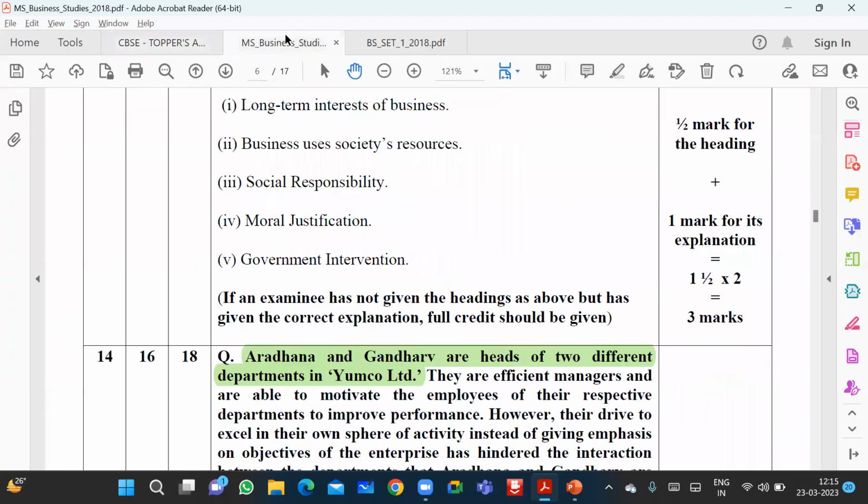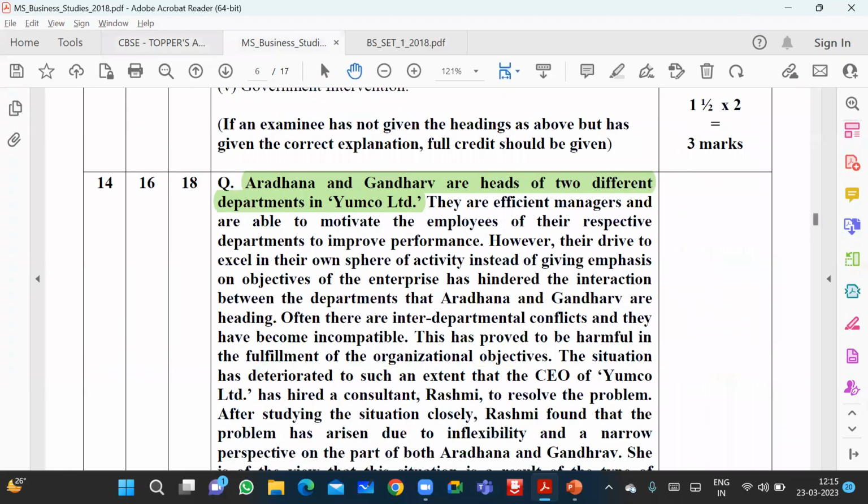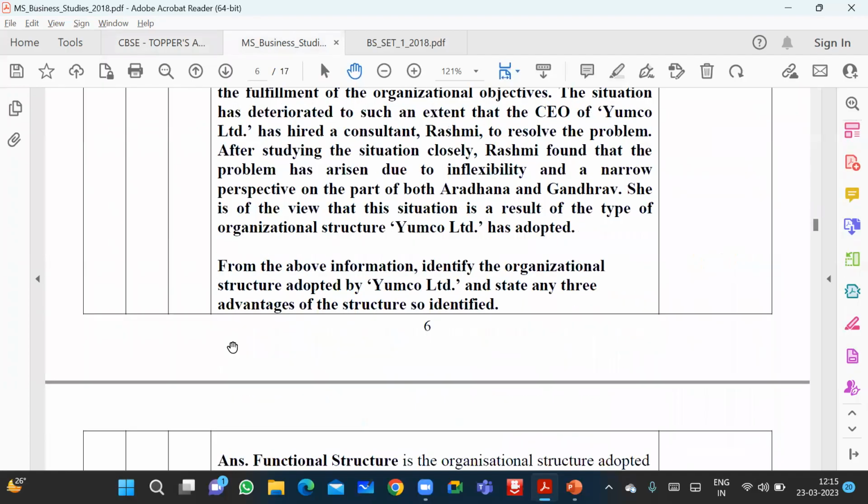Now let's move to question number 14. First we read the question. From the above information, identify the organizational structure followed by Yamco Limited. So you have to just identify the organizational structure.